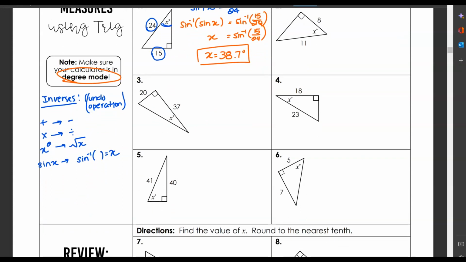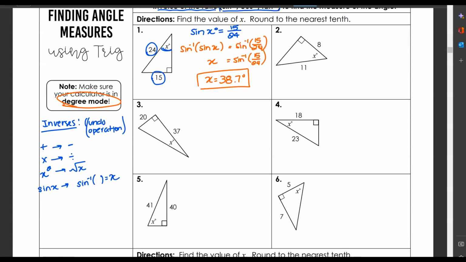All right, let's try another one. Let's look at number 3 here. Notice that this is the right angle, so this tells me that this is the hypotenuse. So I'm really left with the adjacent and the opposite. Which trig function would be the best fit here? I hope you're thinking tangent. So tangent of x is going to be equal to 20 over 37.